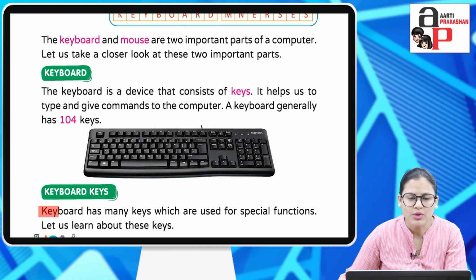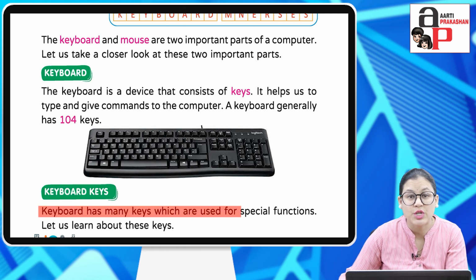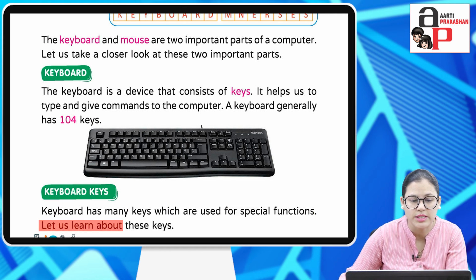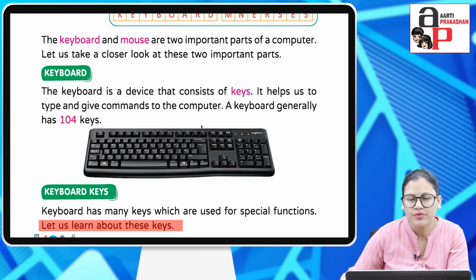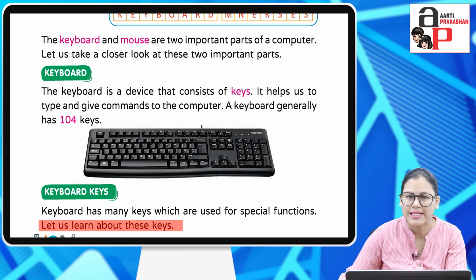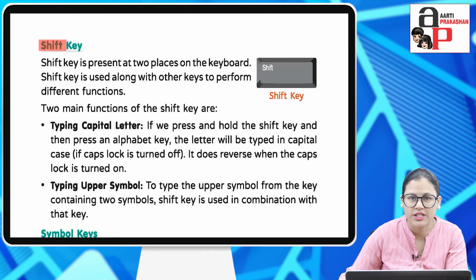Keyboard keys. Keyboard has many keys which are used for special functions. Let us learn about these keys. There are some special keys which are used for some specific function. So let's learn about them. First, shift key. Shift key is present at two places on the keyboard. Shift key is used along with other keys to perform different functions. See, here is a picture. This is how shift key looks and it is present at two places.